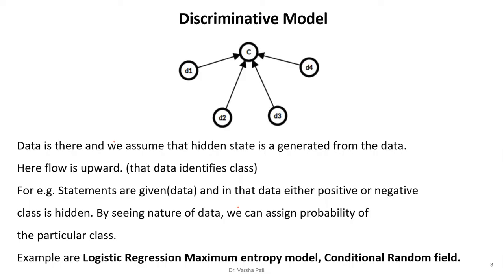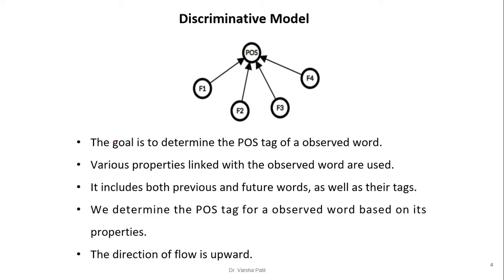Now in terms of part of speech tagging, we have the words, and we can check those words, neighboring words and neighboring part of speech tags, that is, we check the neighborhood area of the observed word, and based on that we determine the part of speech tag. That's why the flow is in the upward direction.